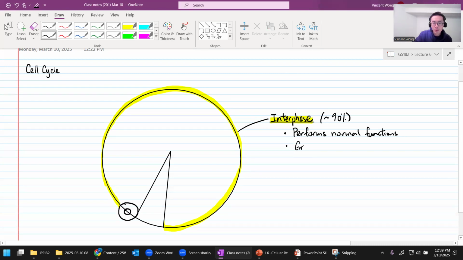They will also be growing, gathering nutrients, resources, right? And generally preparing for cell division.